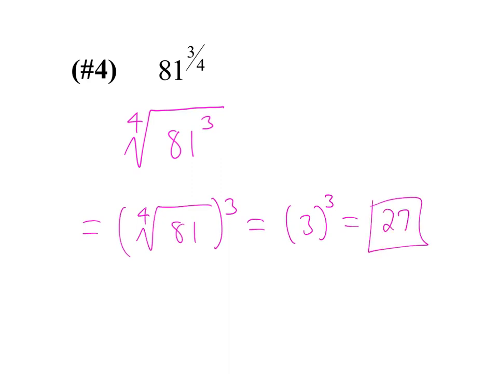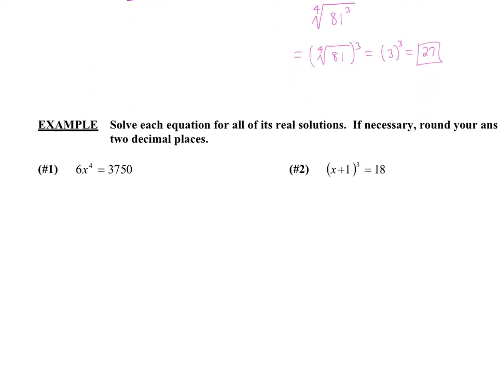All right, so it's kind of like our exponent properties and radical properties. It's kind of just moving stuff around and tinkering with it a little bit to make it work out. All right, we have 2 more examples.